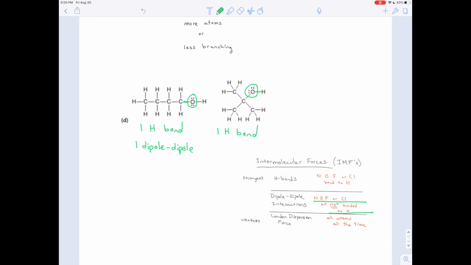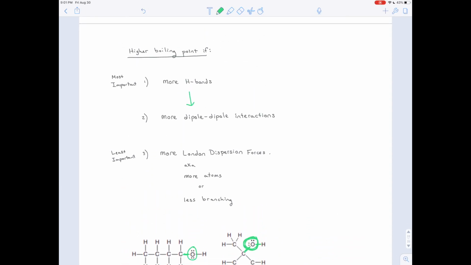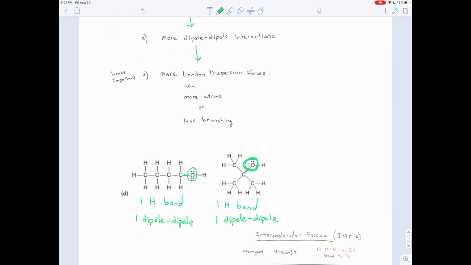How about the molecule on the right? Again, we have the oxygen, and we see that it also is bonded to an atom other than hydrogen. So it also has 1 dipole-dipole interaction. And so again, they tie. If they ever tie, go to the next one down.